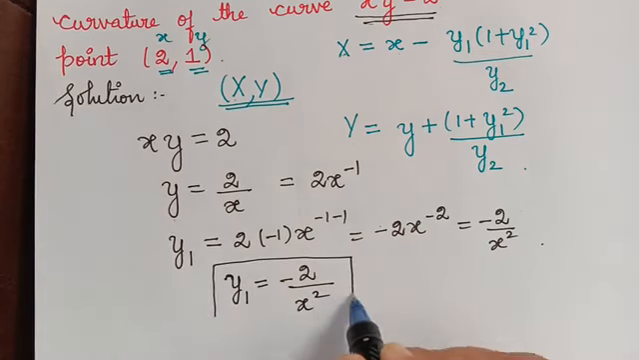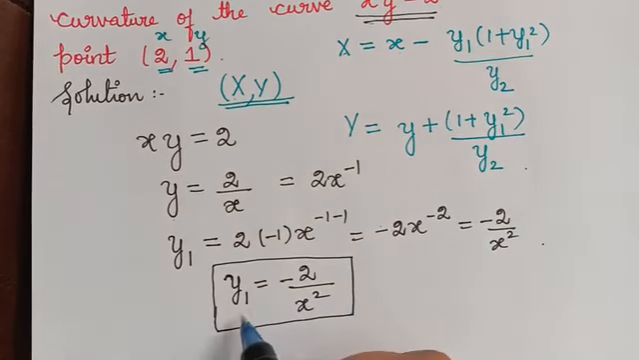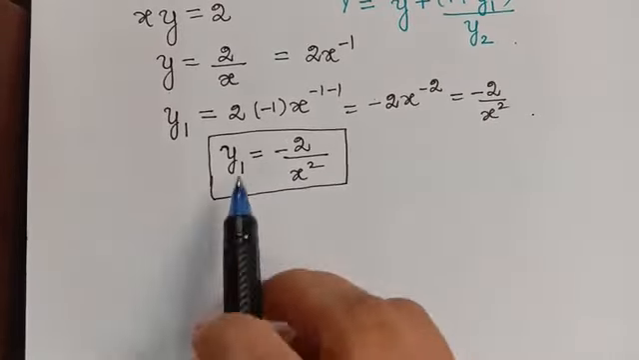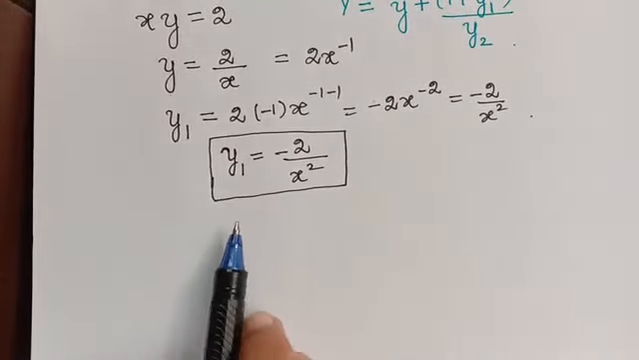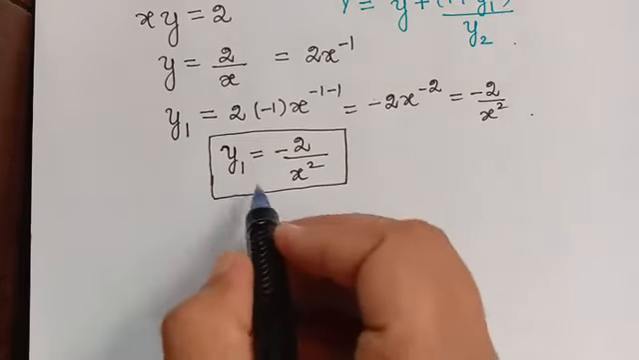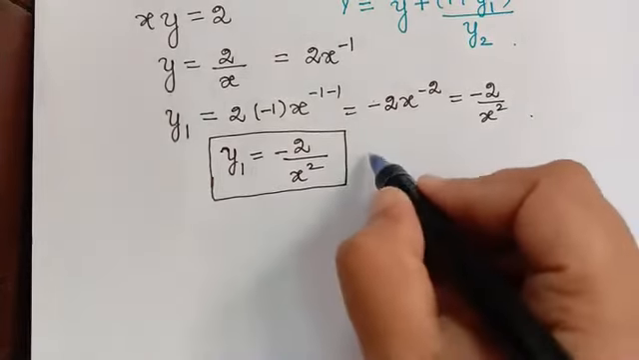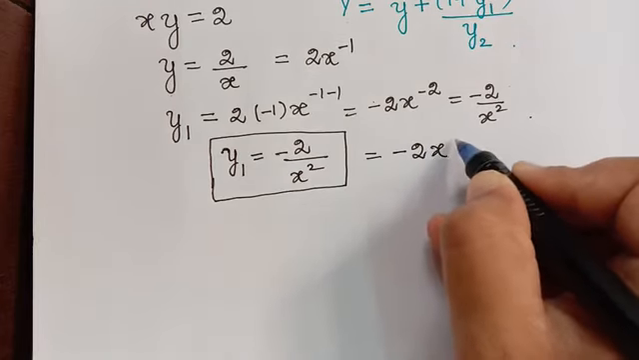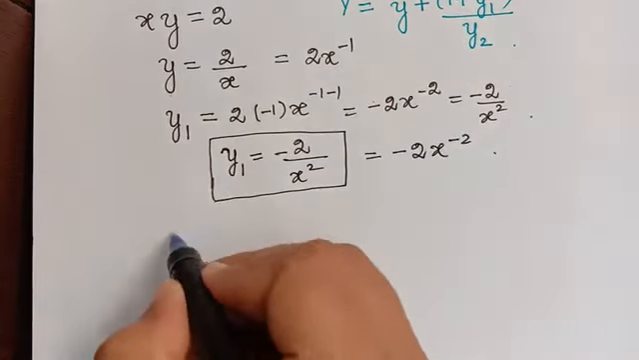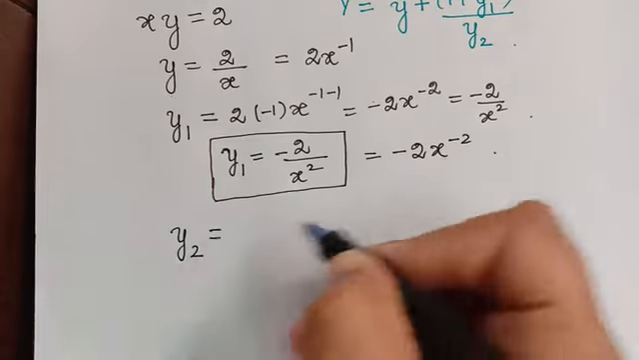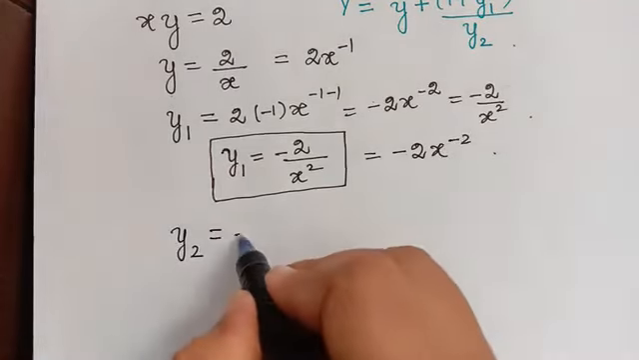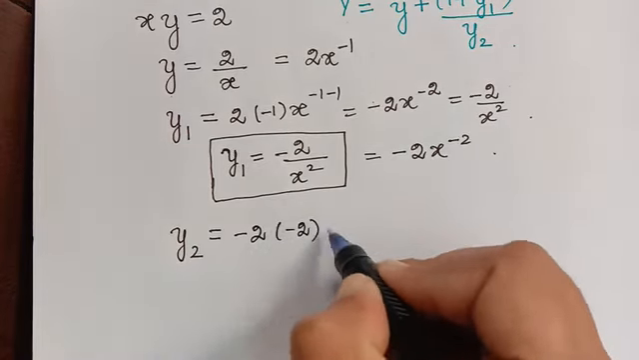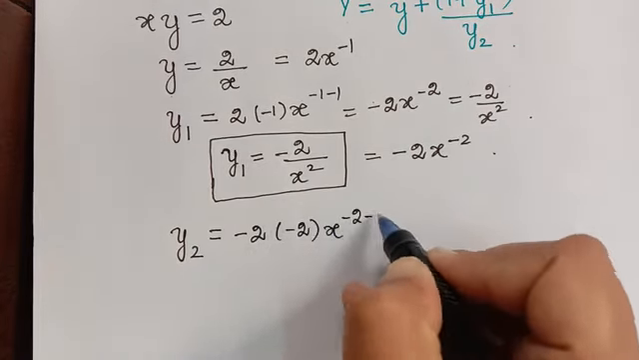So this is y1. Now from this we can find y2. We have to differentiate y1 with respect to x again in order to find y2. Actually y1 is minus 2x to the power of minus 2. Now y2 will be the differentiation of this, so this is minus 2 and then the negative 2 comes in front, x to the power of minus 2 minus 1.